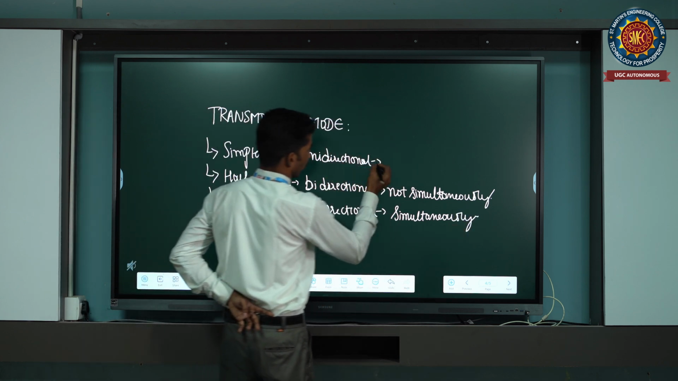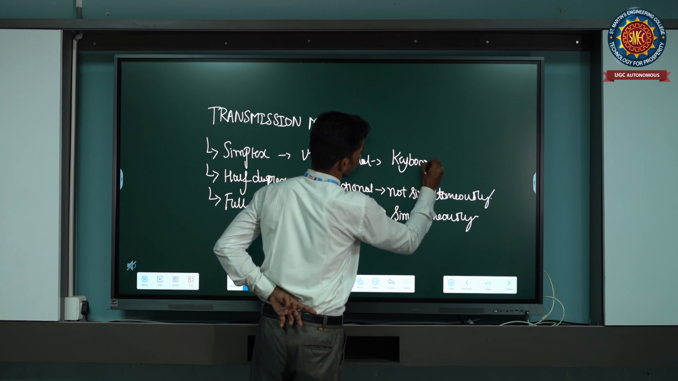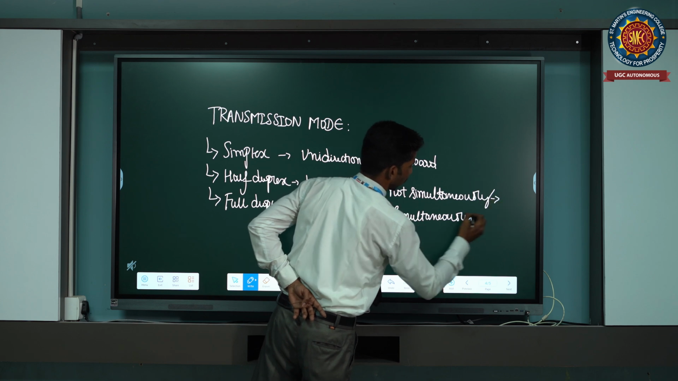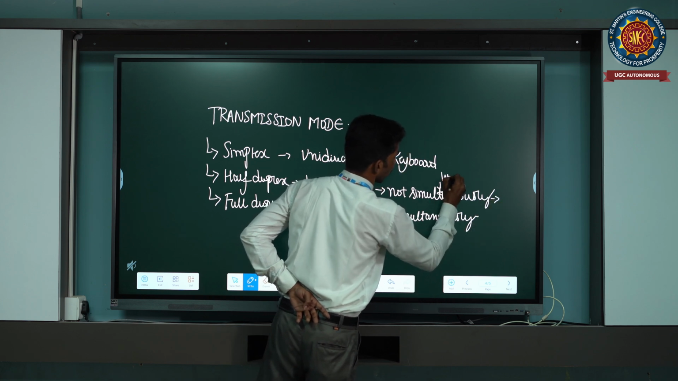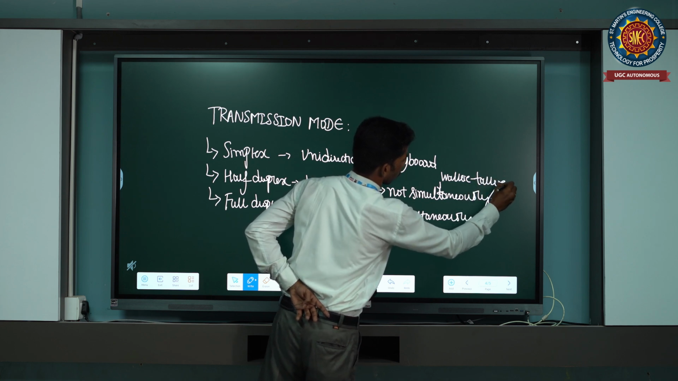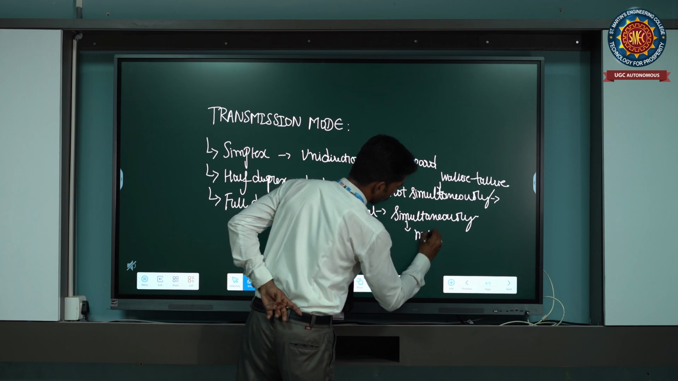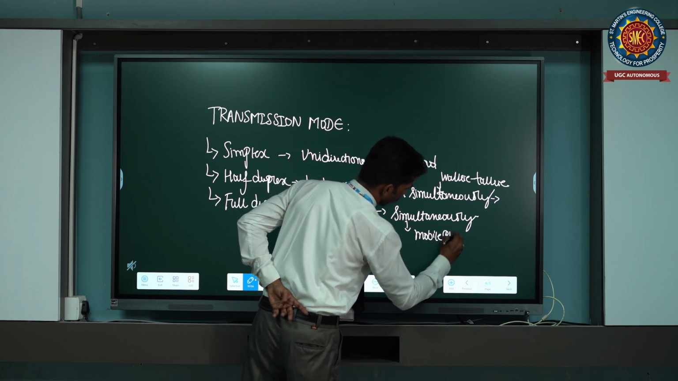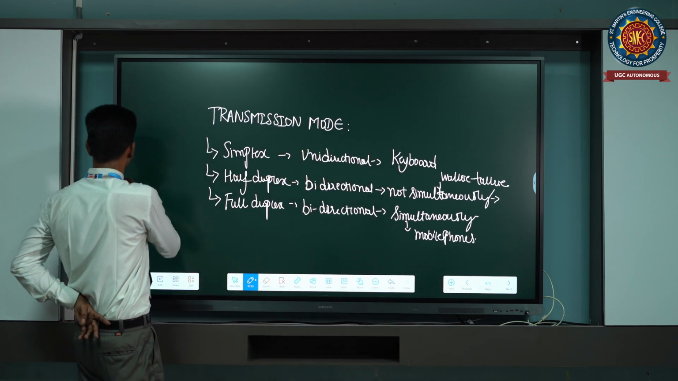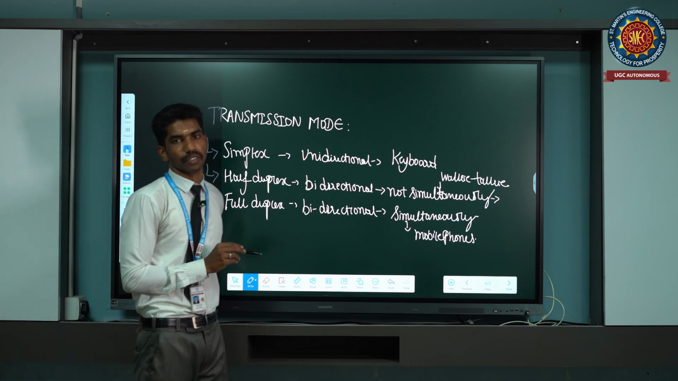For unidirectional, we can give the example of a keyboard. For bidirectional, not simultaneous, we can give the example of a walkie-talkie. And for simultaneous, we can say mobile phones. Okay, so these are the functionalities of the physical layer.